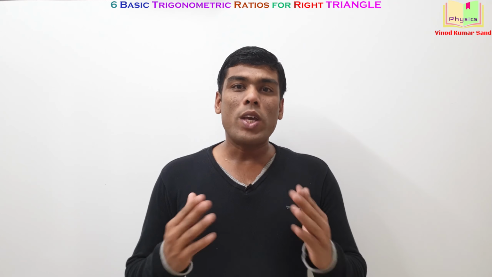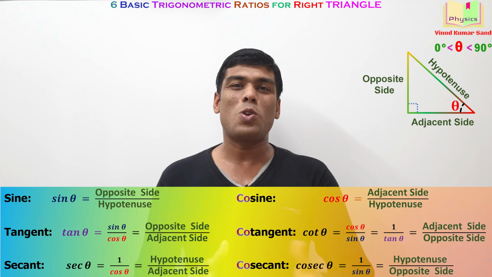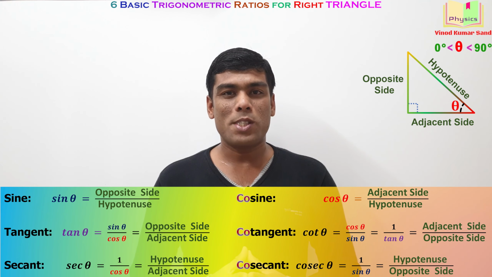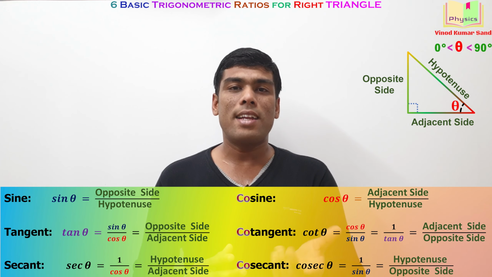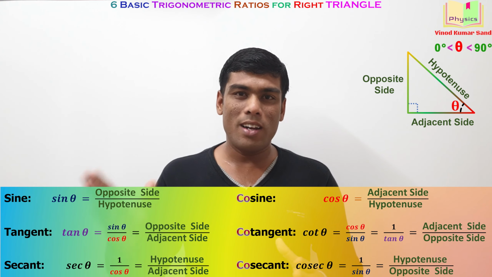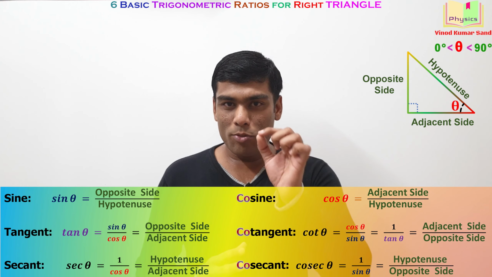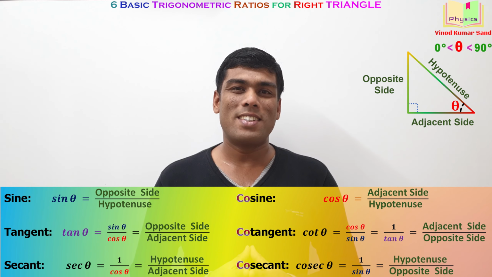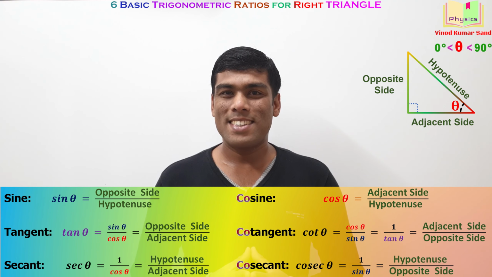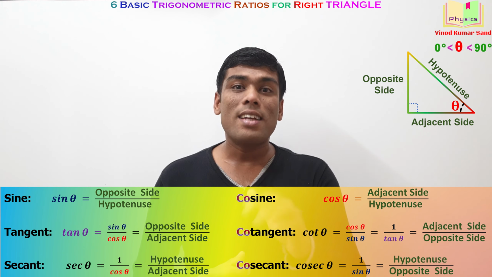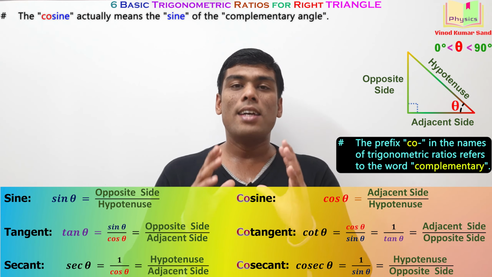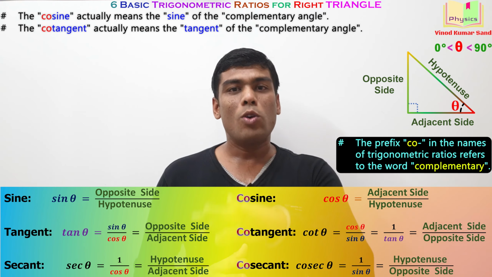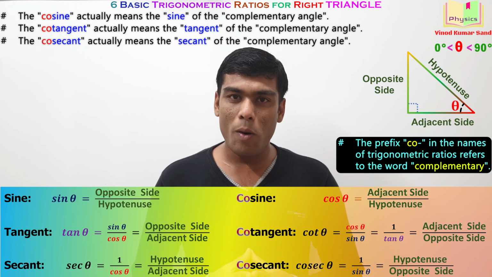Okay. Now we can see 6 basic trigonometric ratios on the screen, namely sine, cosine, tangent, cotangent, secant and cosecant. For simplicity, sine is abbreviated as sin, and similarly you can see the remaining abbreviations. If you look carefully, the words sine and cosine are similar kinds of words. Why? Any guess? Actually, cosine means the sine of the complementary angle. Similarly, cotangent means the tangent of the complementary angle. Cosecant means the secant of the complementary angle.